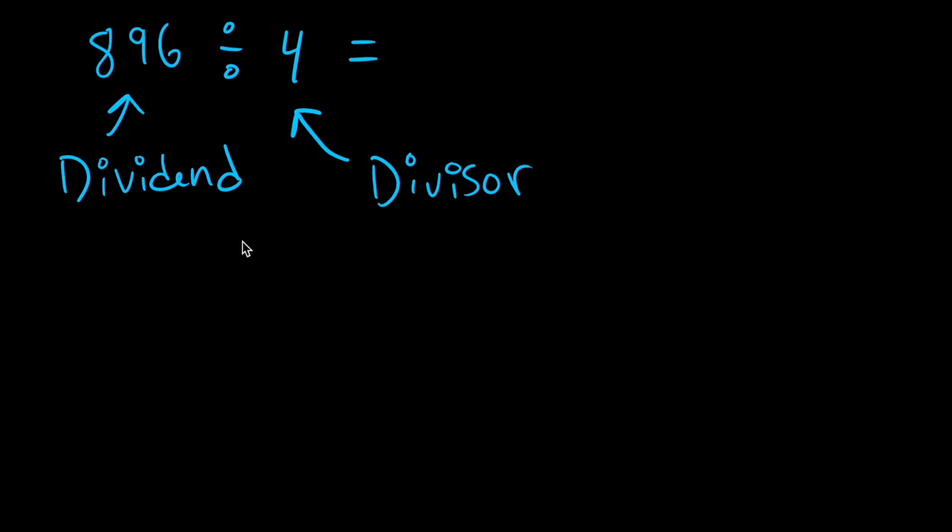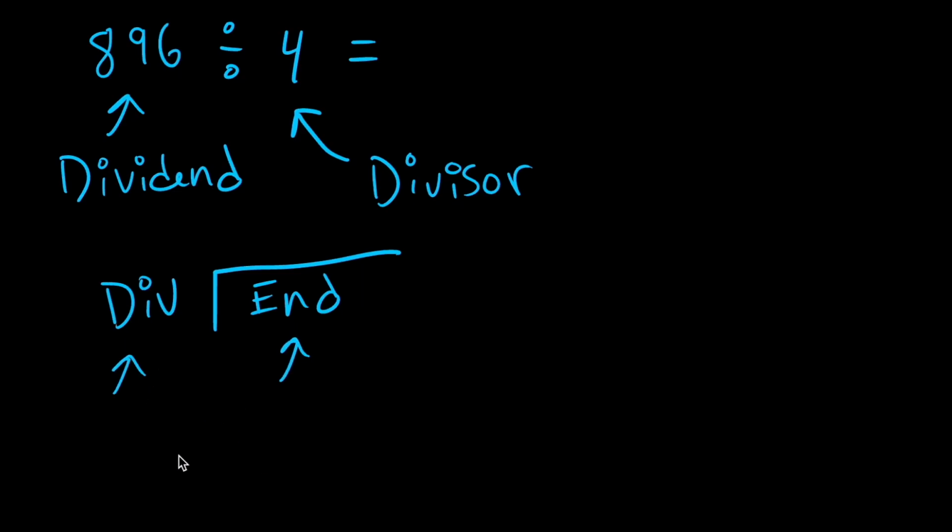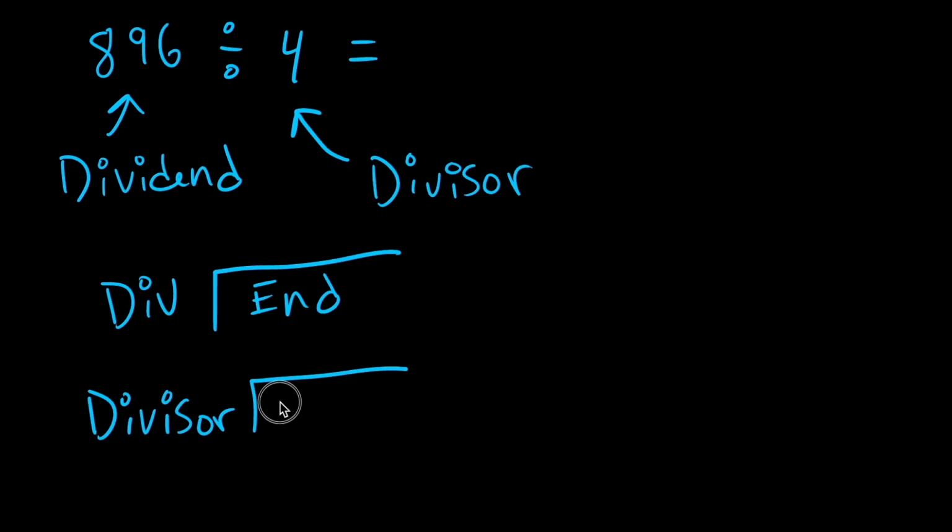Now, when you want to turn it into long division, you want to remember this. Dividend, so div, end. Know that your dividend goes here and your divisor goes there. Let me go ahead and clear that up for you. So your divisor goes outside of the L, and then the dividend goes inside the L.